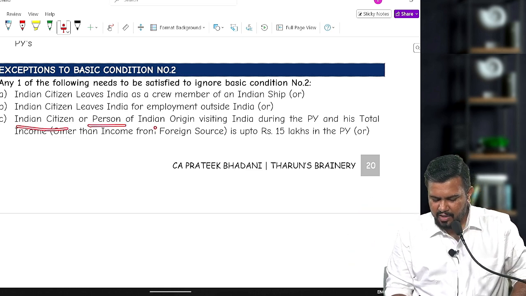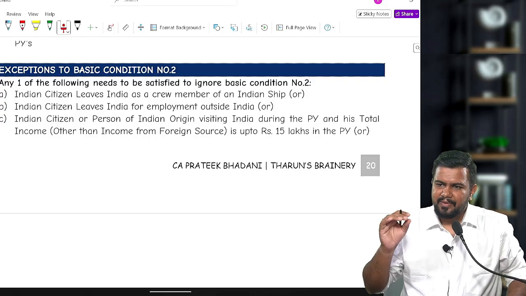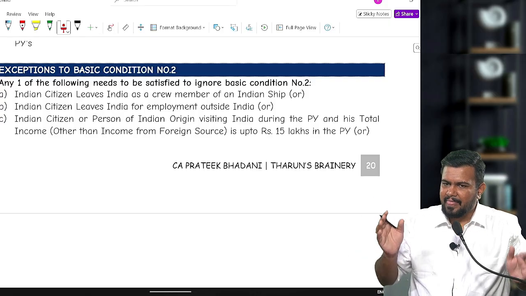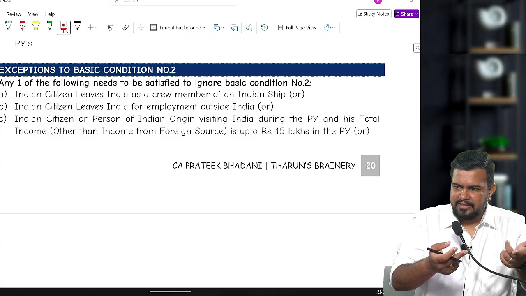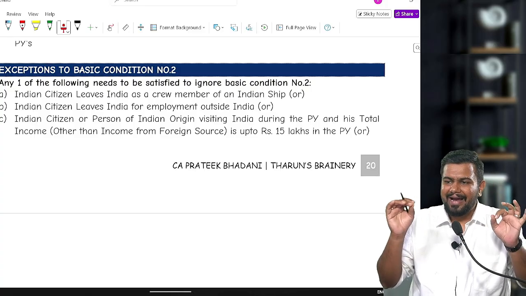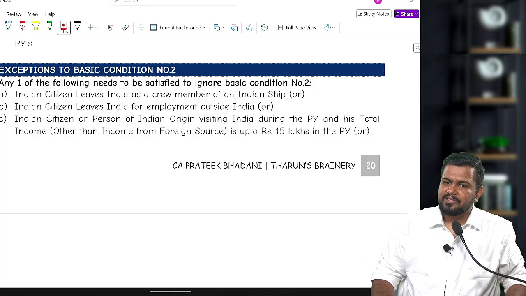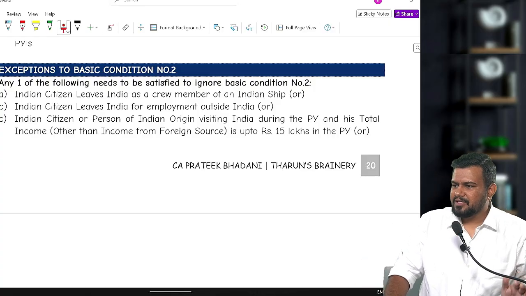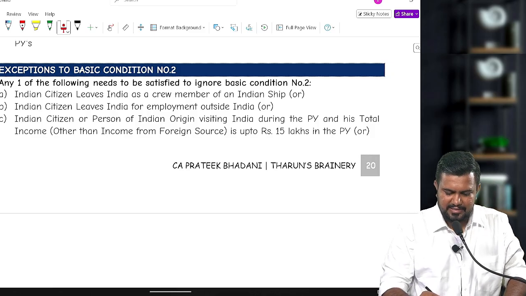Indian citizen or person of Indian origin. What is a person of Indian origin? A person of Indian origin means any person who himself or either of their parents or either of their grandparents were born in undivided India. Undivided India means what? India before partition in 1947.